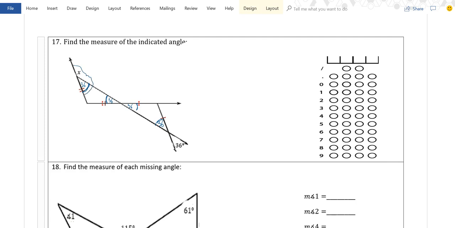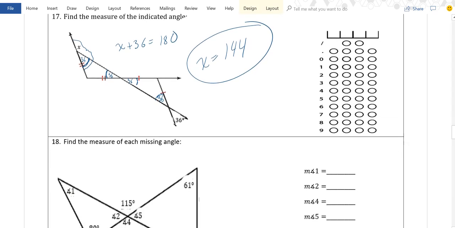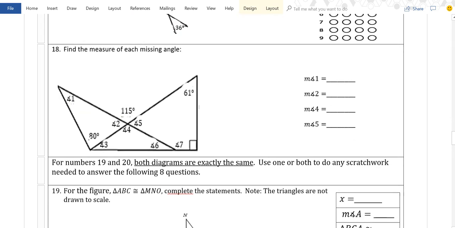Now we have our linear pair, so I could say x plus 36, that terrible plus sign, is equal to 180. So our answer is going to be x is equal to 144. Alright, going on to 18.